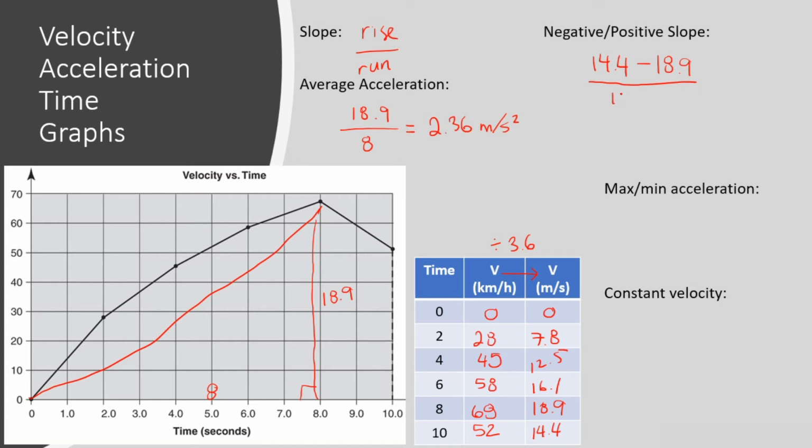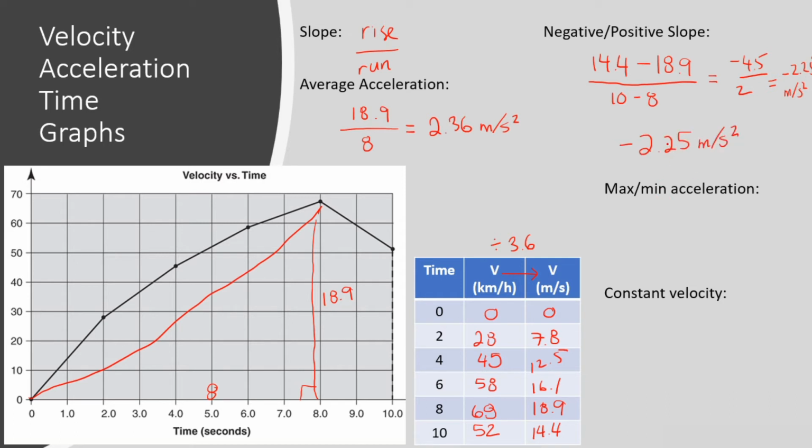10 minus 8 gives us 2. And then when we do that math, we get negative 4.5 over 2. And that is, sorry, I'm making it really tight, negative 2.25 meters per second squared. Okay, sorry, I'm going to rewrite that. Negative 2.25 meters per second squared.